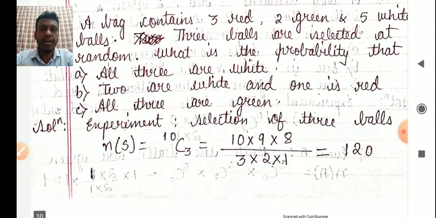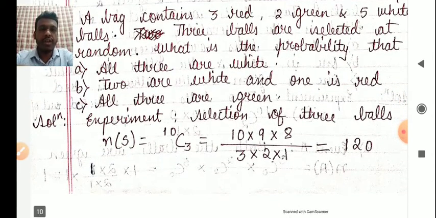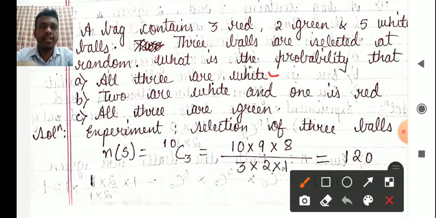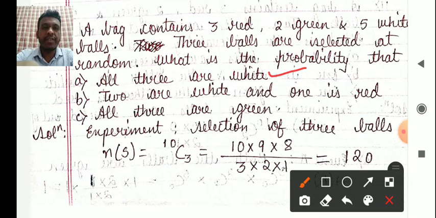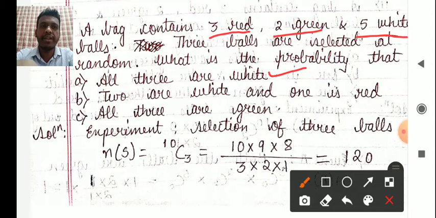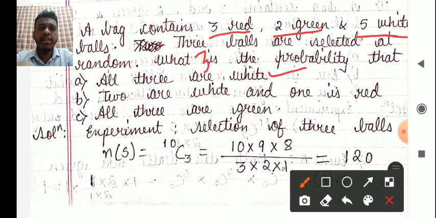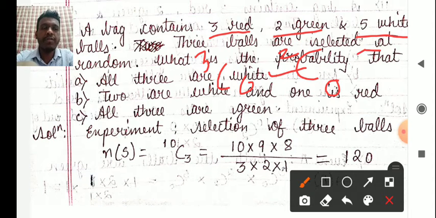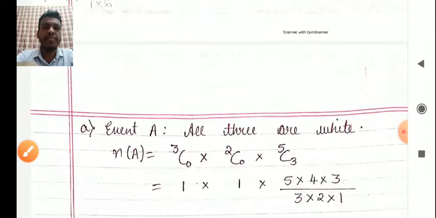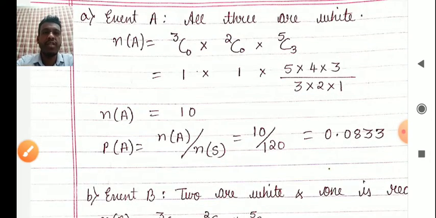Now once you have found that 120 using a calculator, the first event is all 3 are white. How many white balls are there? 5. Out of 5, all 3 are white. That means how many red are we selecting? 0. And how many green are we selecting? 0. So this becomes 3C0, 2C0, and 5C3, and just multiply this. So that is what we are doing in the next step. Event A: 3C0, 2C0, 5C3.